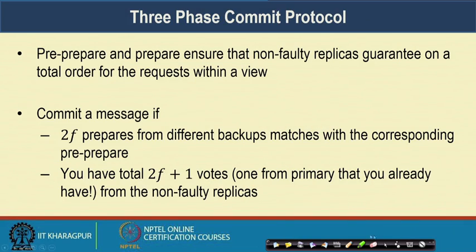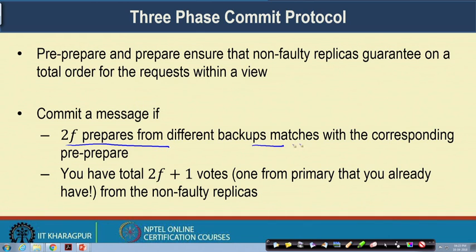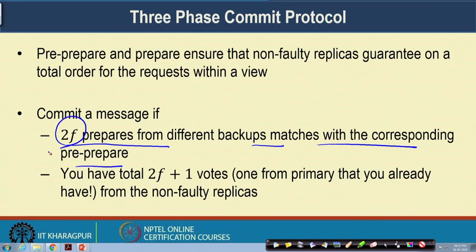After the prepare and pre-prepare stage, once every replica gets the prepare messages, it commits a message if 2F prepare messages from different backups match the corresponding pre-prepare. So, whatever has been transferred in the pre-prepare message, you have received prepare messages with the same message and the same message digest, coming from at least 2F replicas. So, you have received 2F such messages.